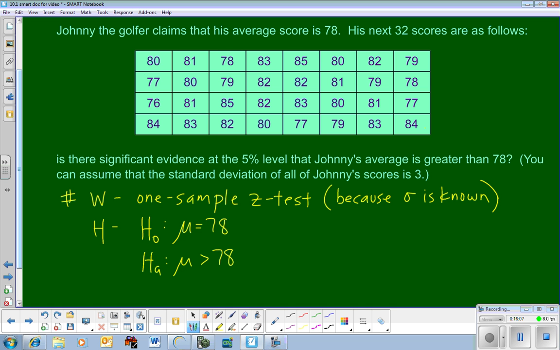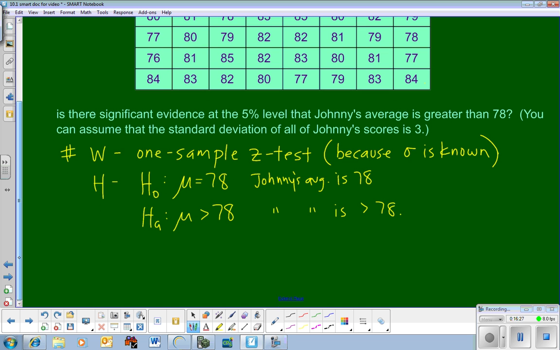And if you did, you would say right here, Johnny's average is 78, and Johnny's average is greater than 78. You don't always have to do those in context. It's a good idea. I'll tell you specifically whether you need to or not. So there's my hypotheses.